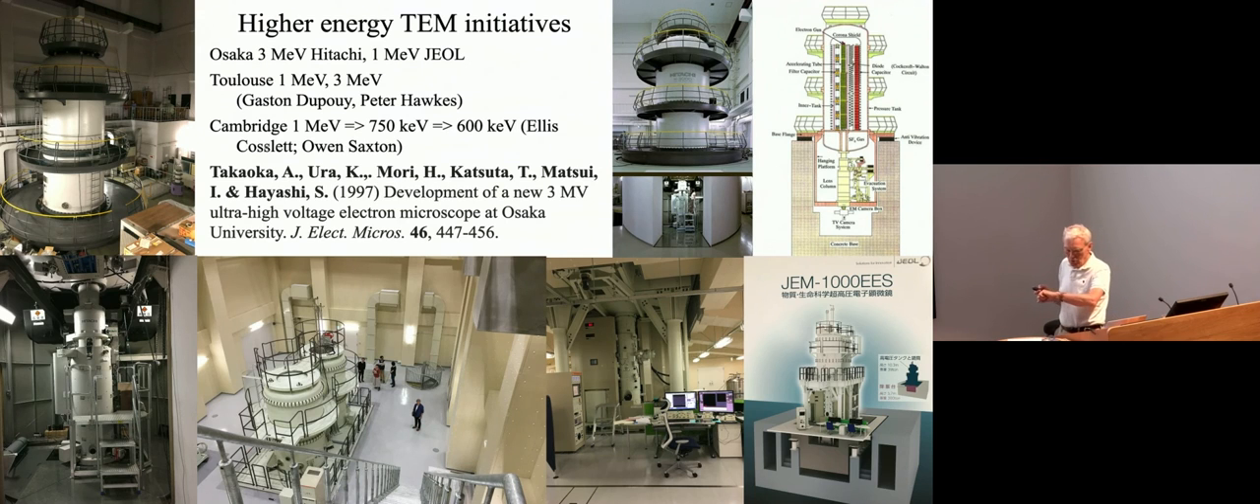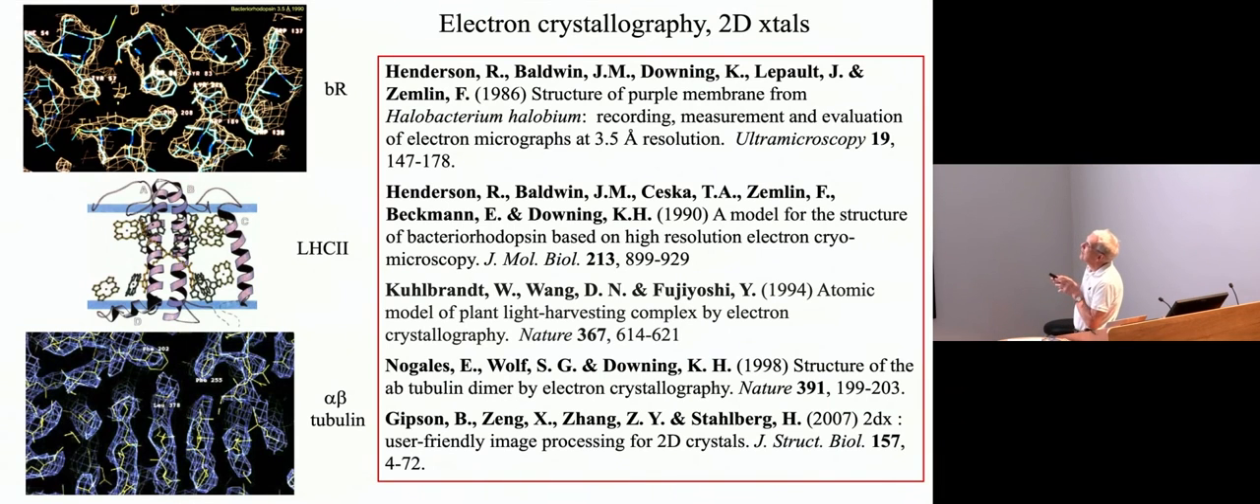And then 2 more little areas. I thought I'd mention electron crystallography. This was how I got into electron microscopy, coming from X-ray crystallography. And initially we thought 2D crystals were the way to go, but it turned out it's just as difficult to make really good 2D crystals as 3D crystals. So we switched probably 20 or 30 years ago from 2D crystals to single particles.